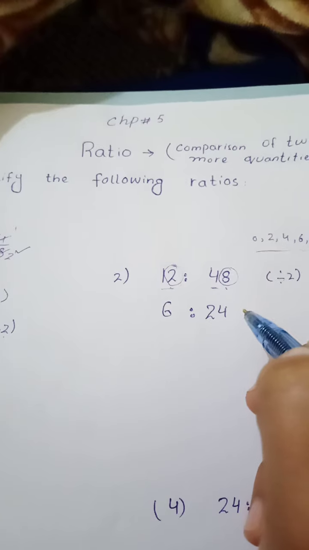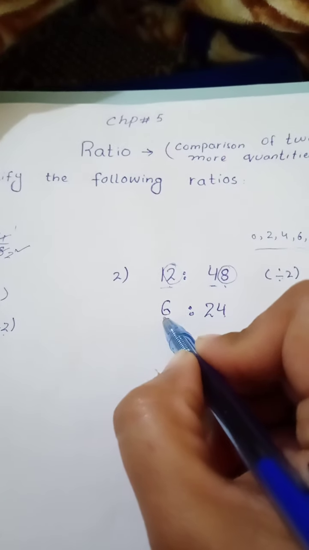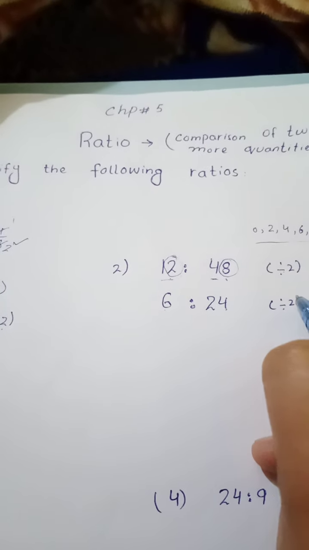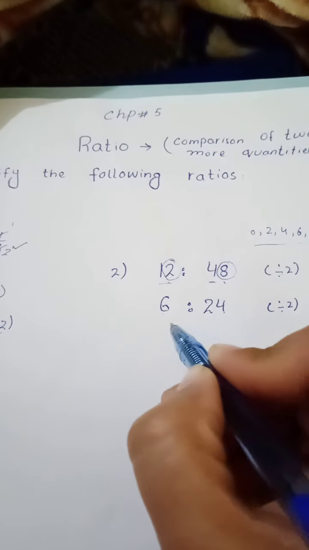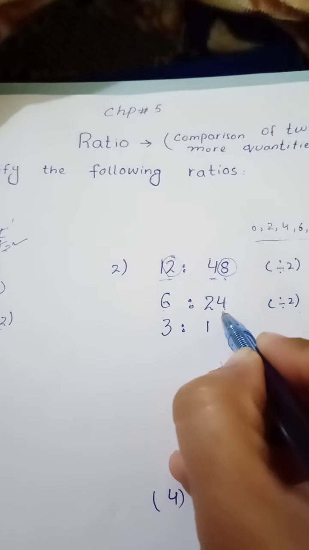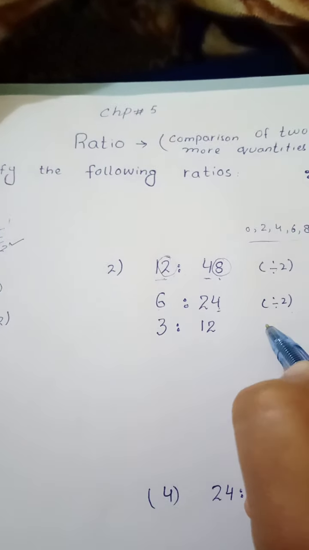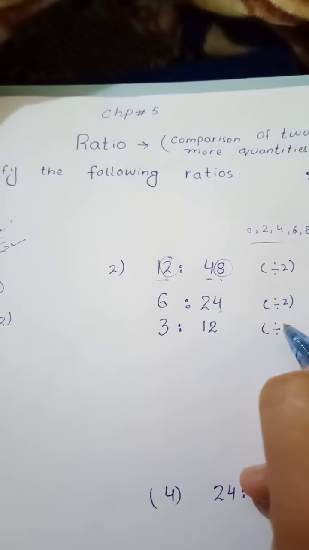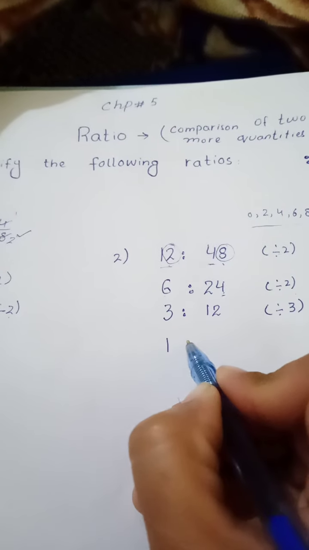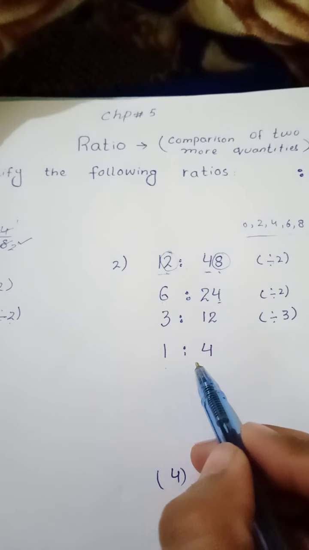This is 24. Again you can see the last digit is 4 and here the ones digit is 6. Both are again divisible on 2. So you will cut again on table of 2. 2 is how many times 6? 2 3 times 6 and 2 1 time 2 and 2 2 times 4. This is 3 ratio 12. Now 3 ratio 12, both are divisible by 3. So 3 ones are 3 and 3 fours are 12. Now you can see the answer is 1 ratio 4.